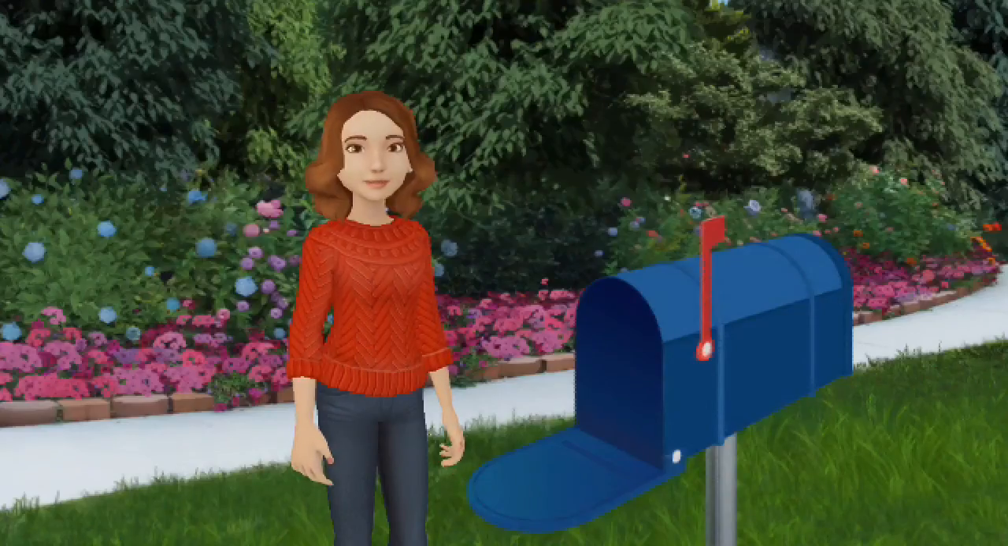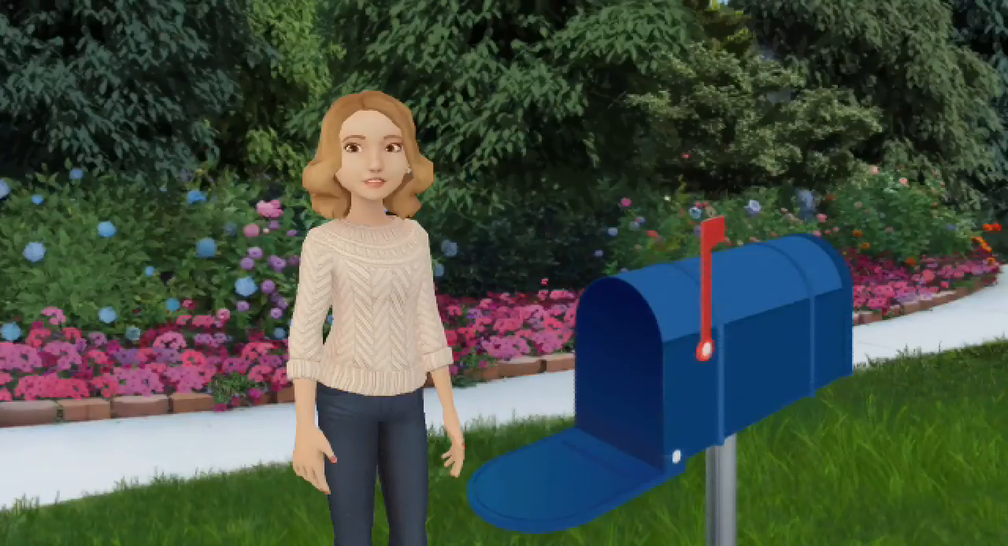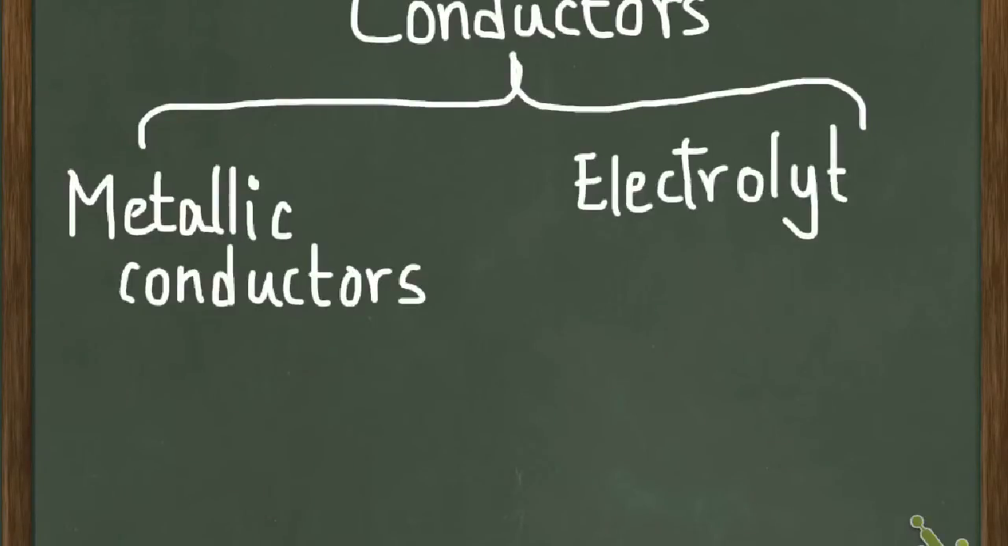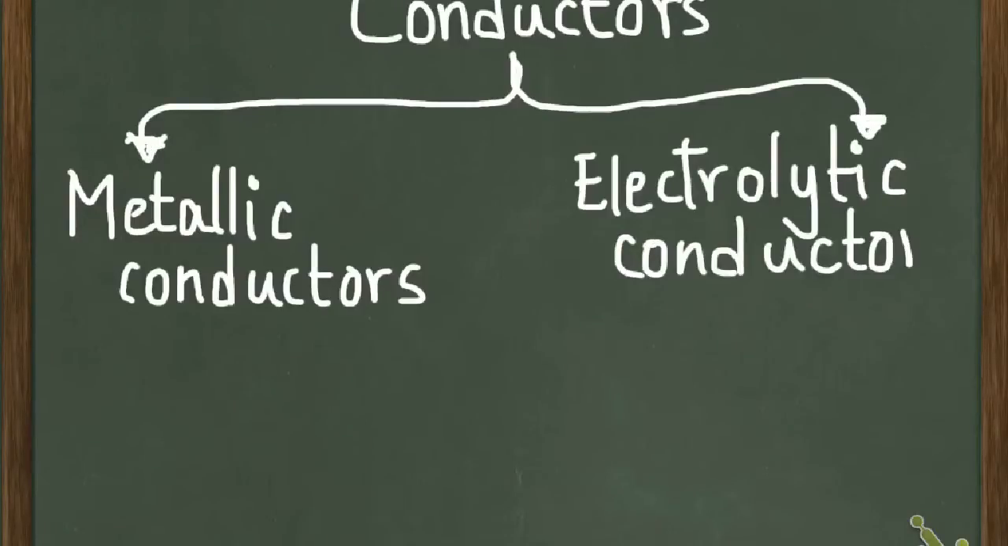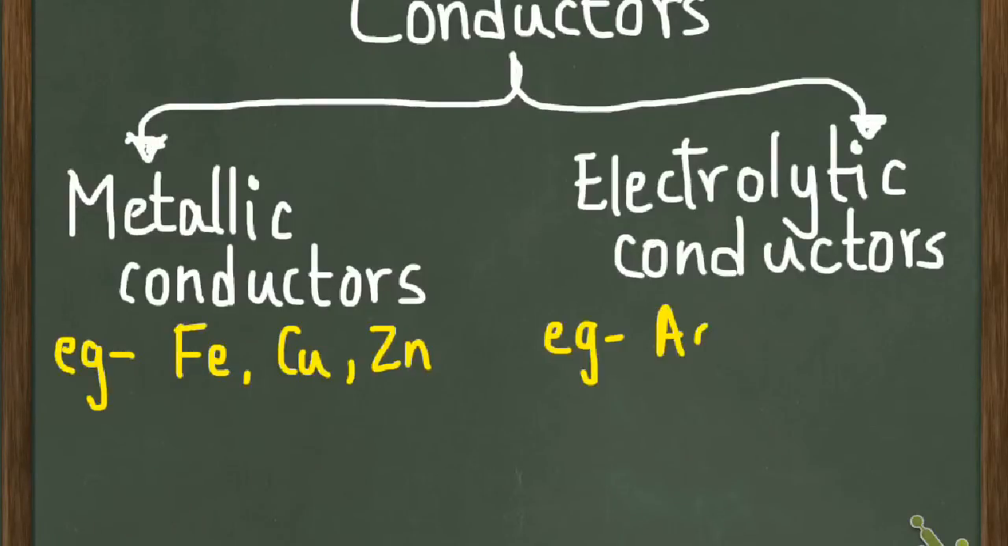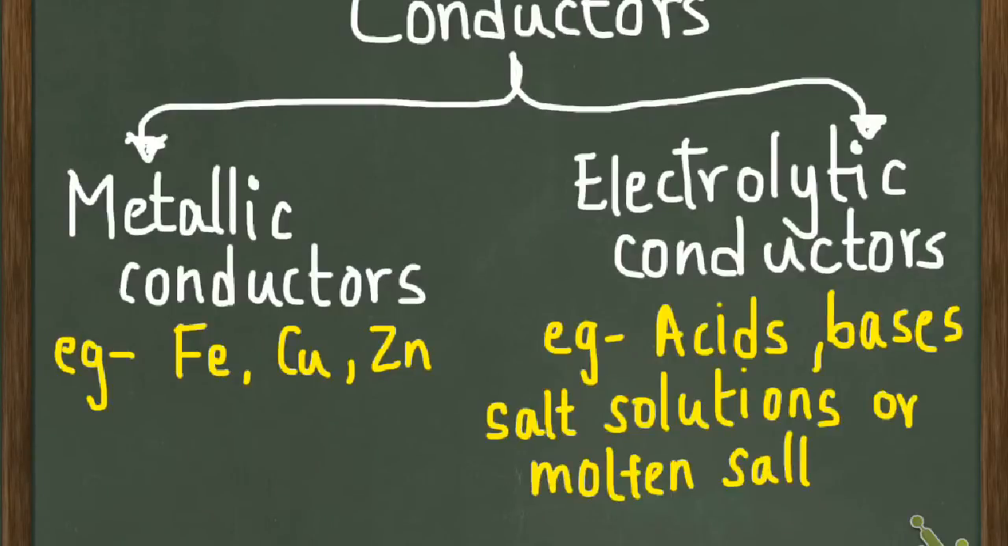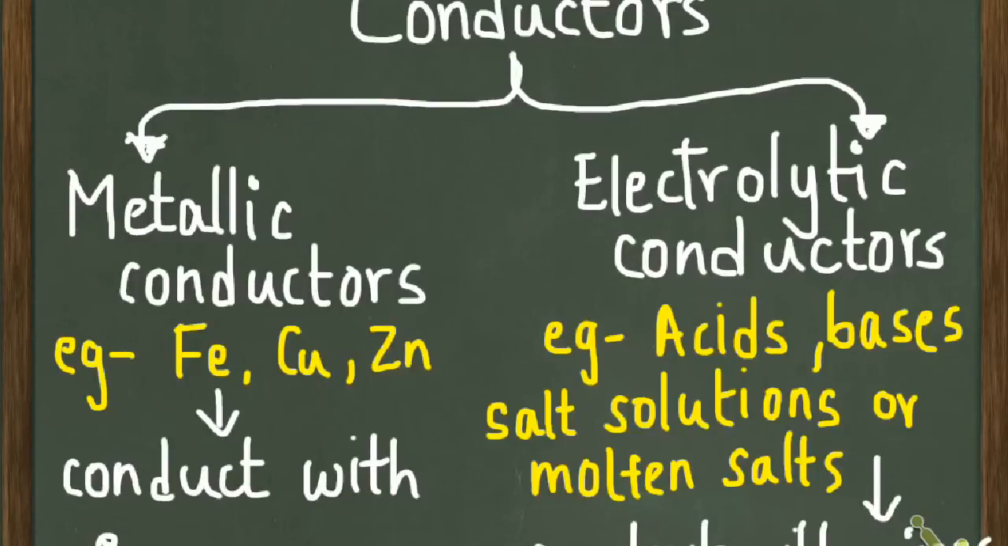Before that, let me tell you, conductors are substances which conduct electricity. That's right. So as I told you, conductors are of two types: metallic conductors and electrolytic conductors. Now, metallic conductors are iron, copper, and zinc, etc. And the electrolytic conductors are all acids and bases, and the salt solutions and molten salts.